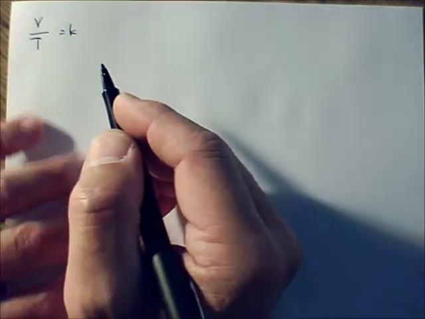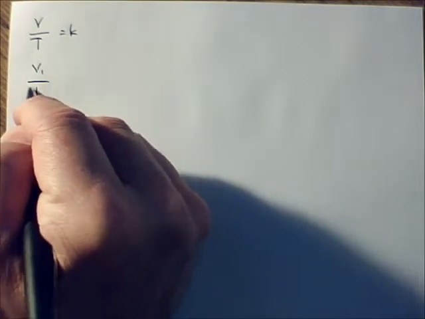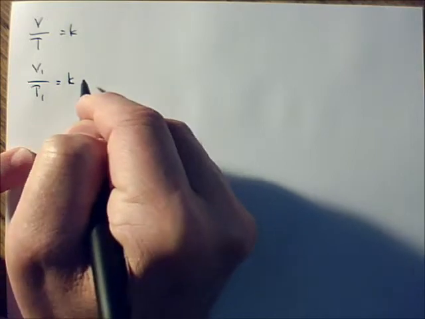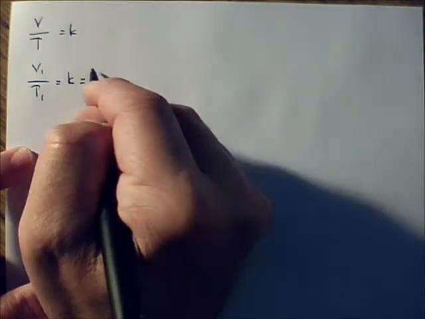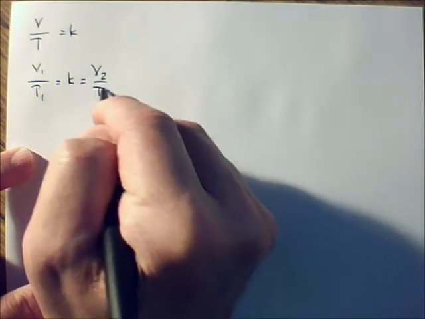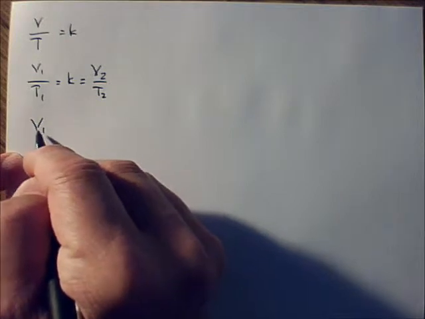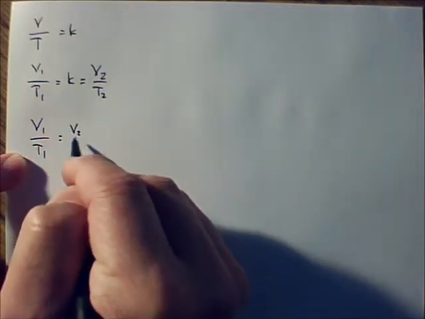Just like Boyle's law, if we have an initial volume and temperature, that's going to equal K, and if we change either one of those values, the other value has to change so that V2 over T2 is still equal to K. Well, that gives us our most practical form of this equation: V1 over T1 equals V2 over T2.